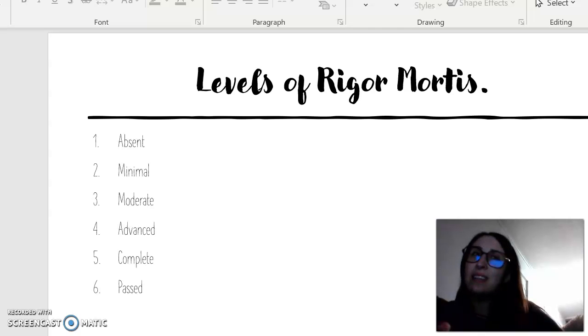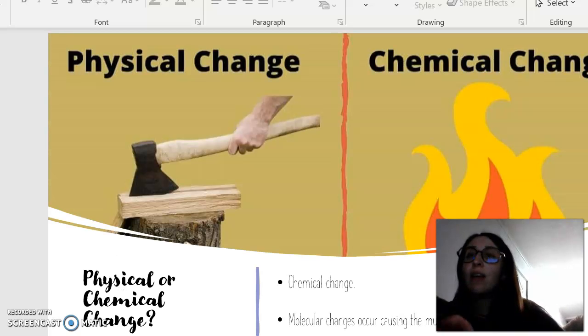Rigor mortis is a chemical change. The reason it's a chemical change is because all of the molecules in our body are starting to change. After death occurs, the pH in our body is changing. The ATP is now gone. The calcium pumps are no longer working. All of these things make it a chemical change and not a physical change.